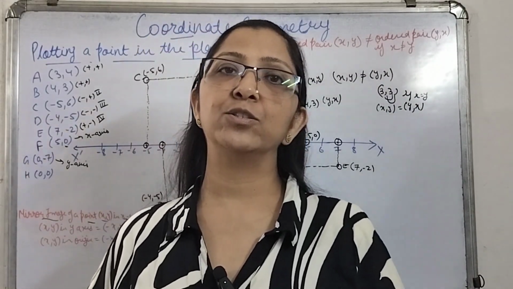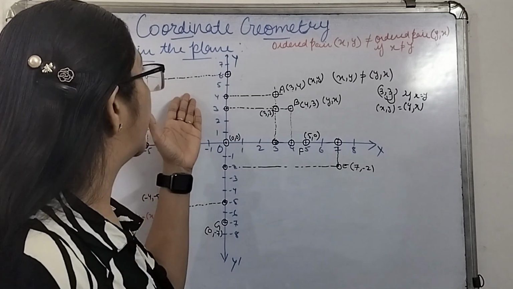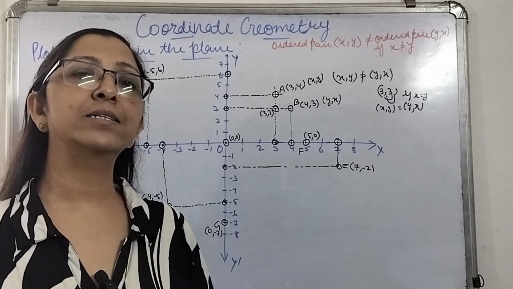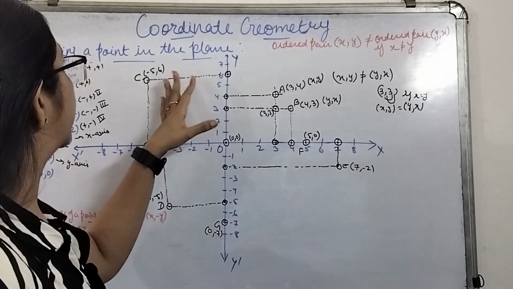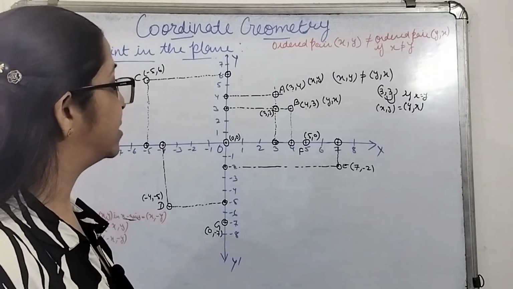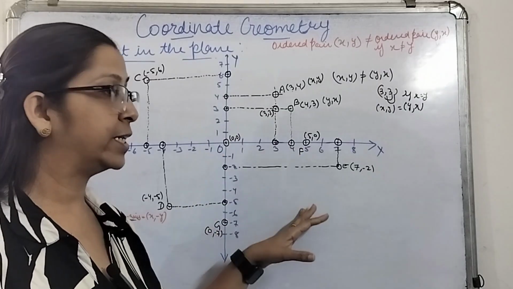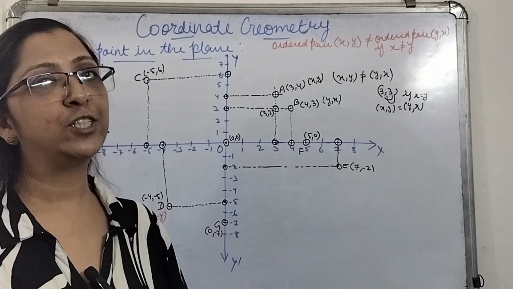So you must have understood how we can describe a point in any plane, and if any coordinate is given to us, how we can plot the point in the plane. Thank you for listening to me, and I hope it is clear to you how we have done all this, how we have plotted it, and what coordinate geometry is.